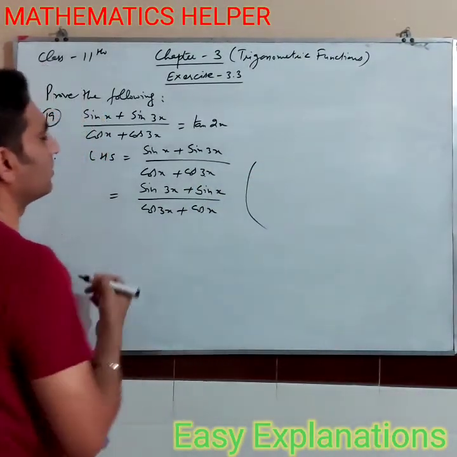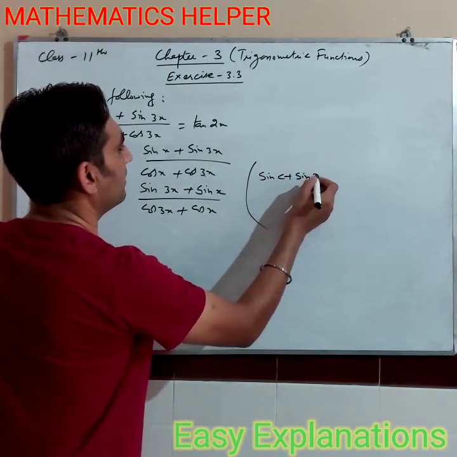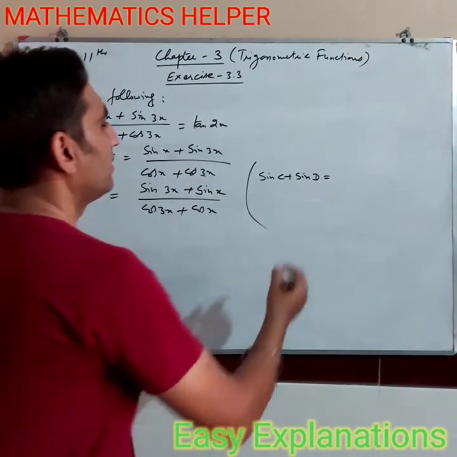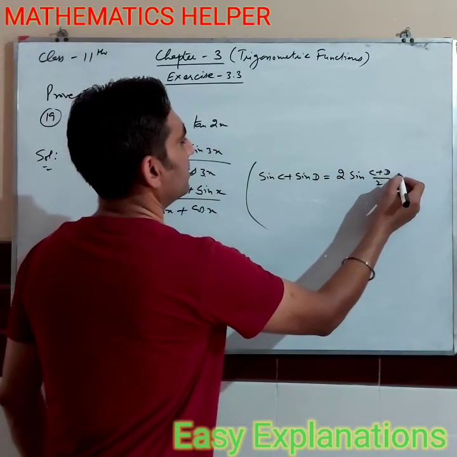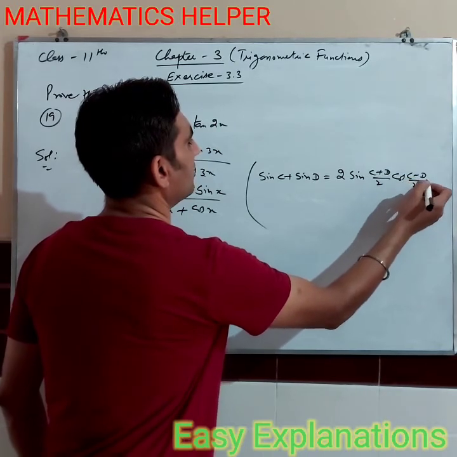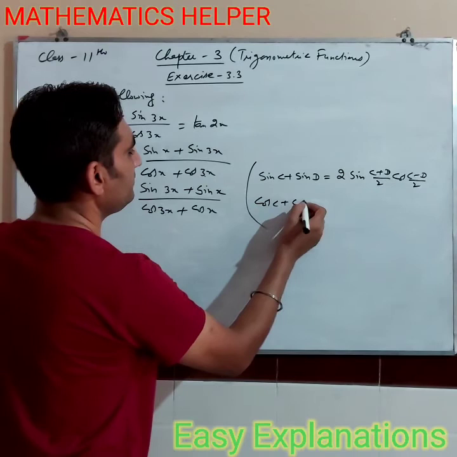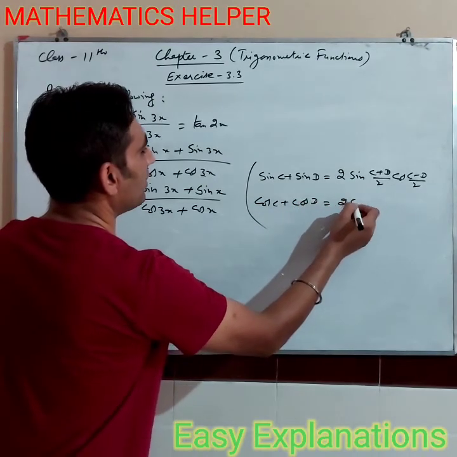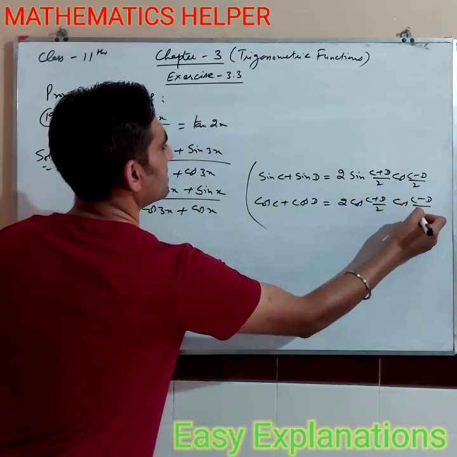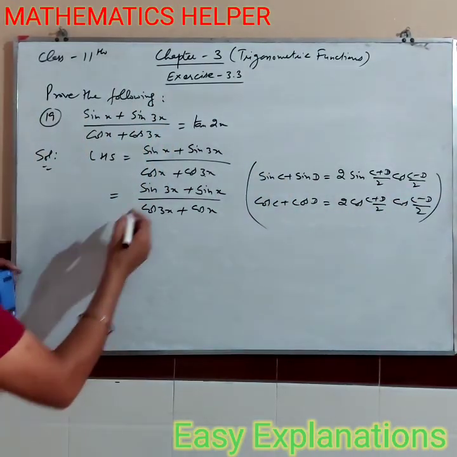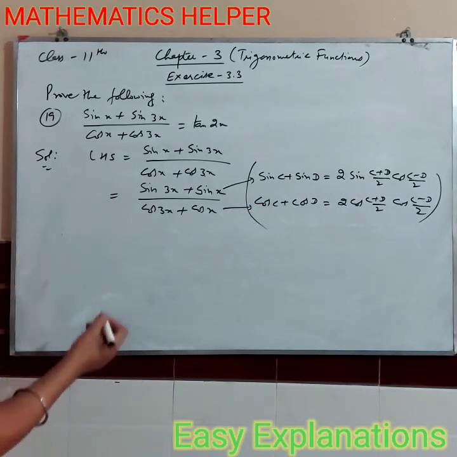Now try to think of formulas. It is like the formula sine c plus sine d. What is that formula? 2 sine (c plus d) over 2 into cos (c minus d) over 2. Similarly, cos c plus cos d is like 2 cos (c plus d) over 2 cos (c minus d) over 2. And we will write these formulas. Here I am going to use the first formula. In this I am going to use the second formula.